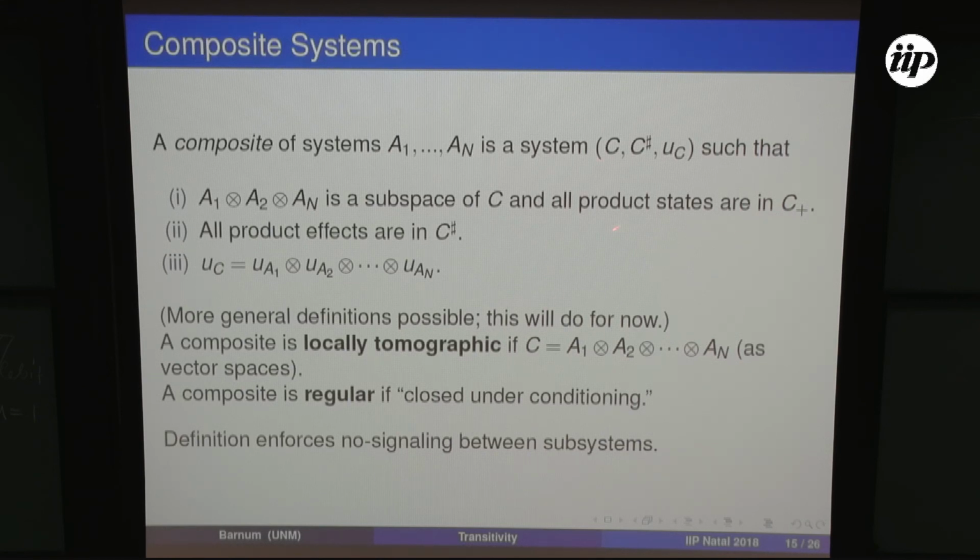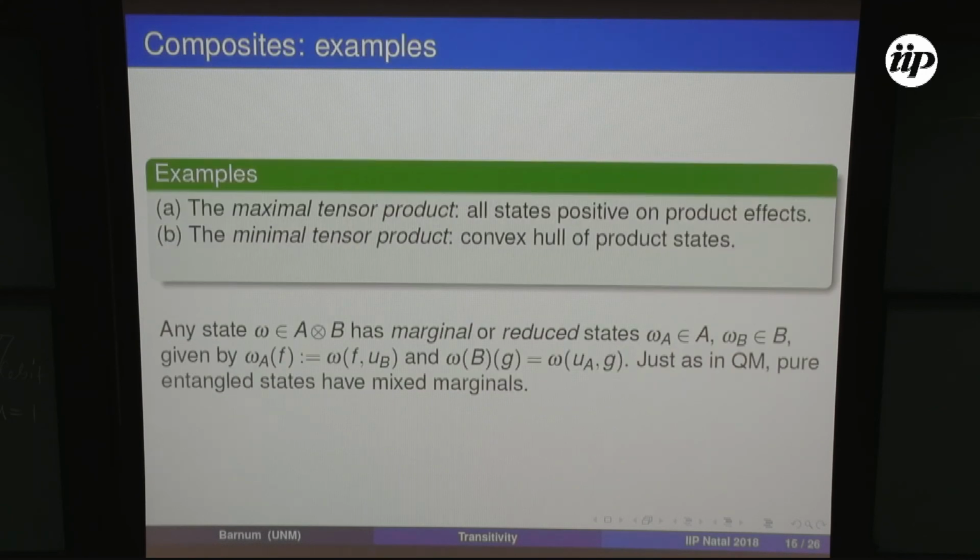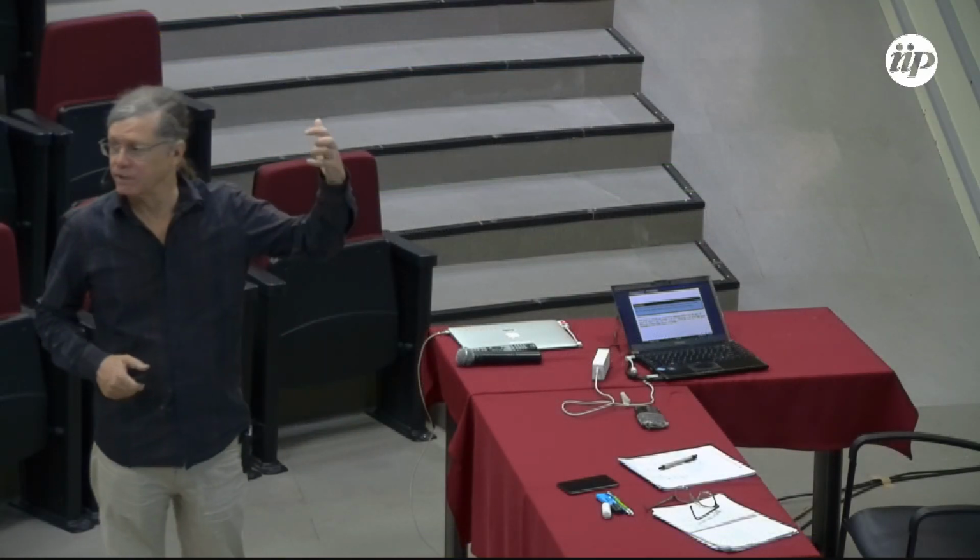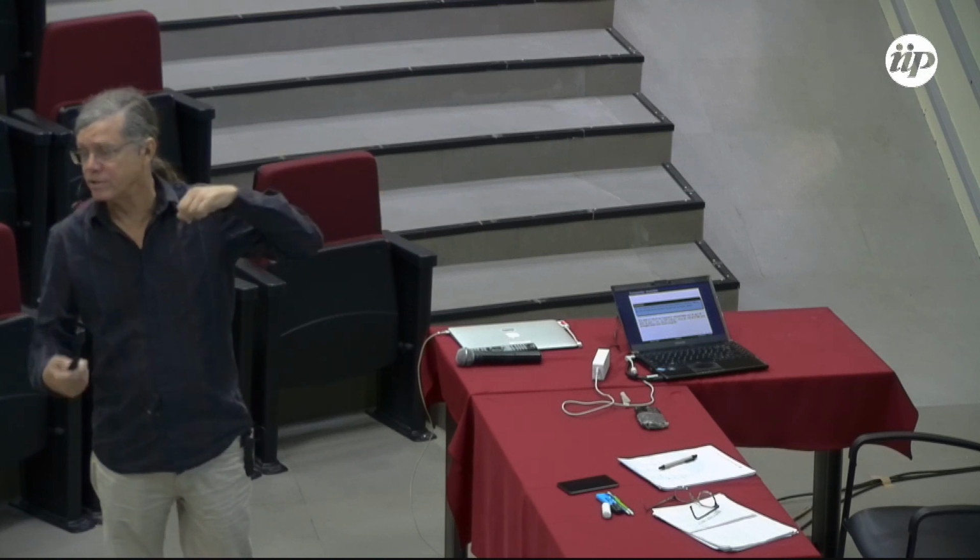Right? I mean, they give you the components in a product basis, basically. Okay, and then a composite is regular if conditioning works right. We're only going to care about two-part composites. Note this definition enforces no signaling between subsystems, so it's a good, reasonable definition. Examples: the maximal tensor product, where all states are positive on product effects. The minimal tensor product, where we take the state space to be the convex hull of the product states. And if we wanted to define a system, let's just take the dual cone to be the full dual, no restriction. So one of them has no entangled states. The other has no entangled effects.